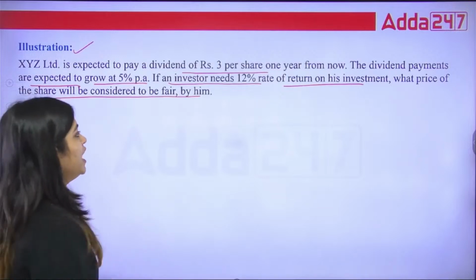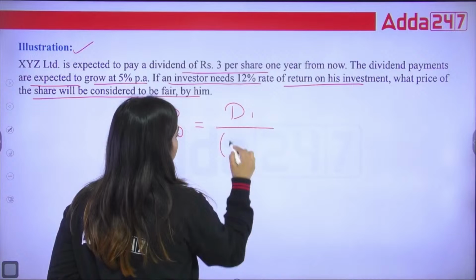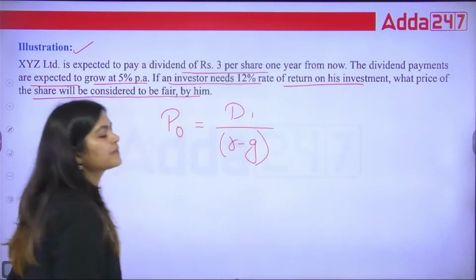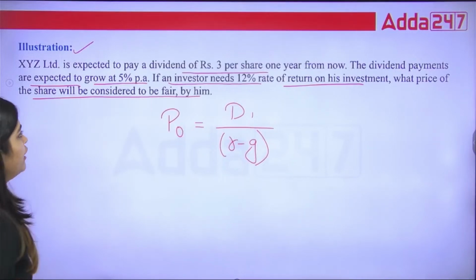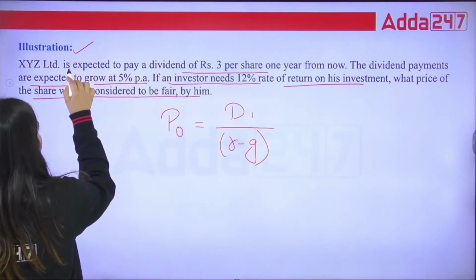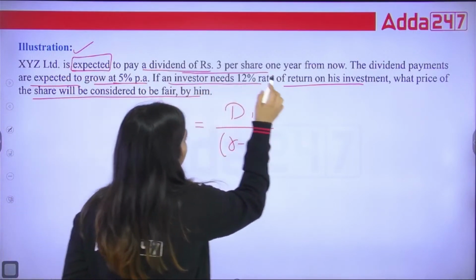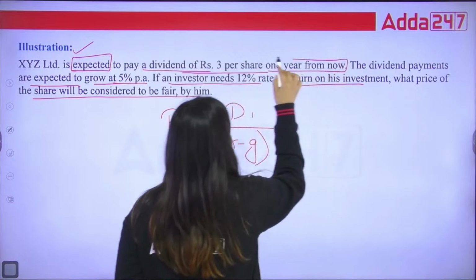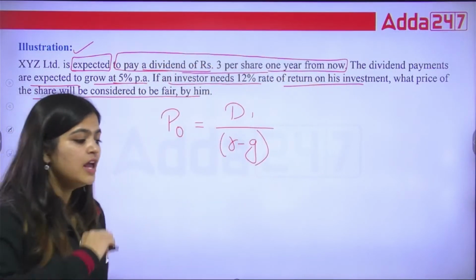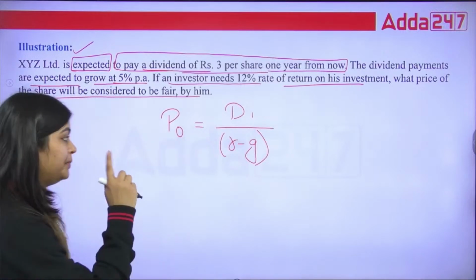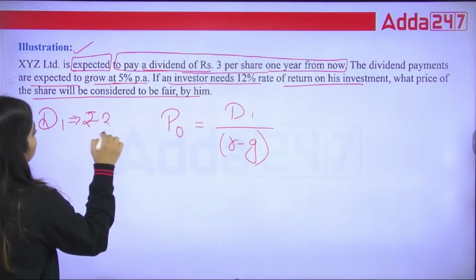So for this, we are going to use the formula D1 divided by R minus G. If you read the first line, they are saying expected dividend 1 year from now. So is this today's dividend? No, this is the dividend after 1 year. Means directly they are giving you D1. That is your rupees 3.